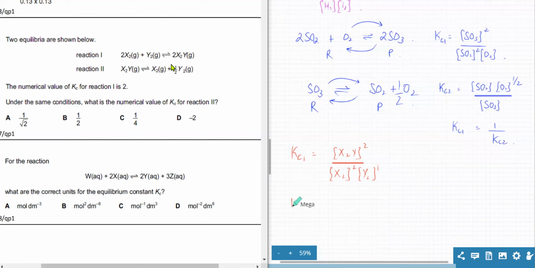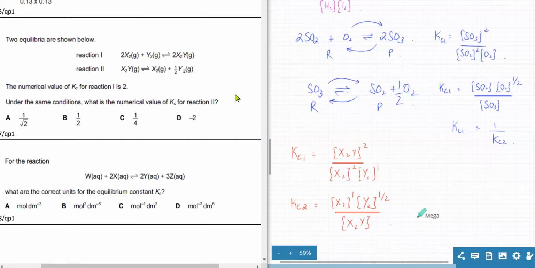Let's write the expression for Kc2 and let's try and figure out the relationship between Kc1 and Kc2. So Kc2 is going to be, the products are X2 concentration, and that's power 1, and Y2 concentration, and that's power half. And the whole thing is being divided by the reactant, which in this case is X2Y concentration.